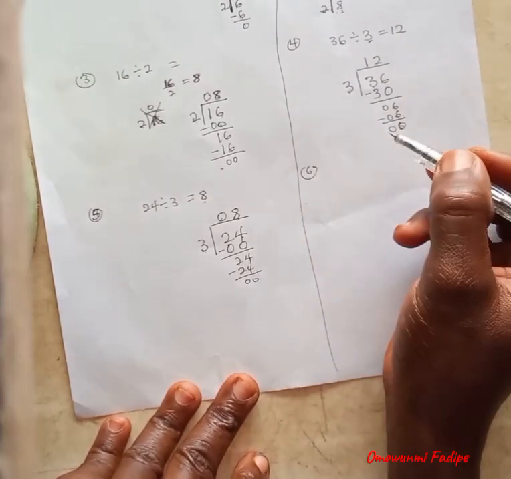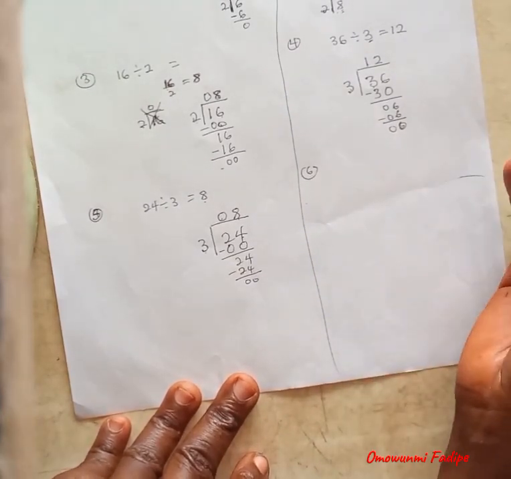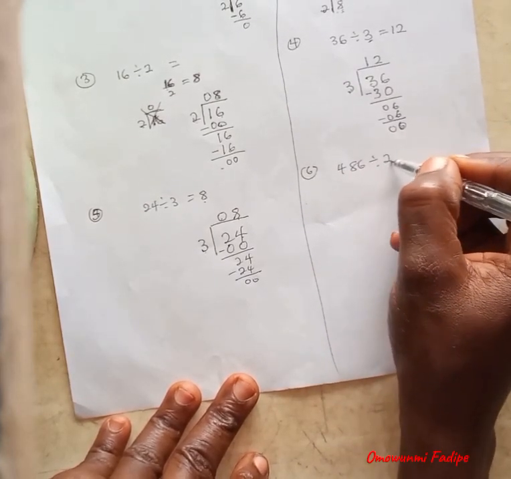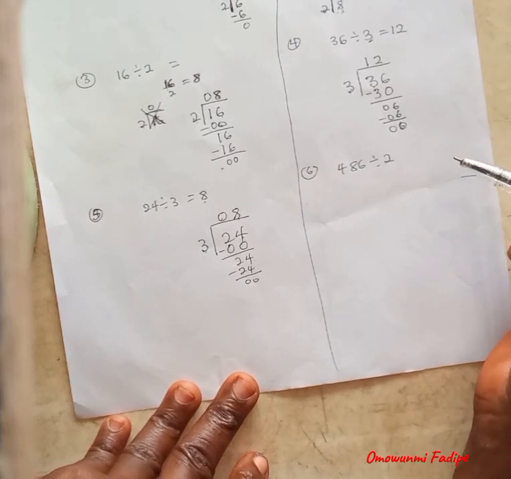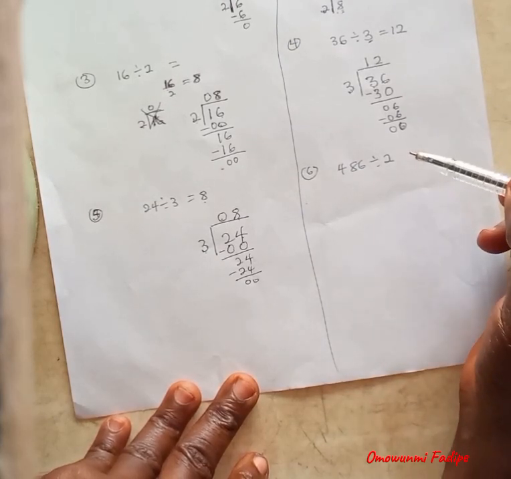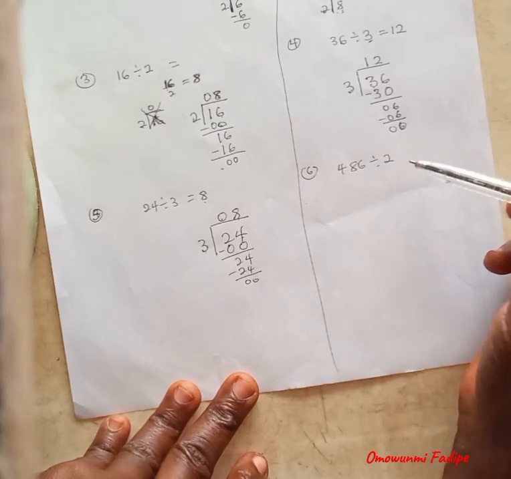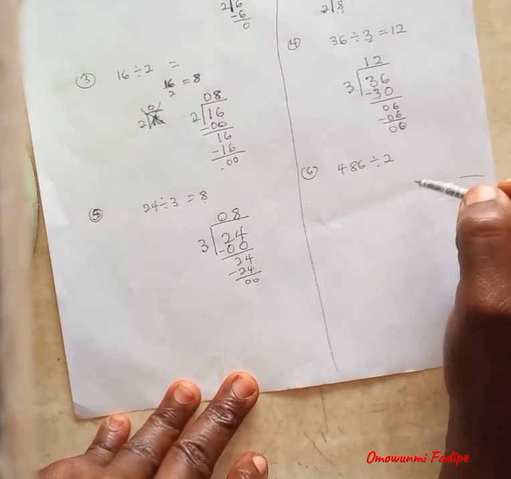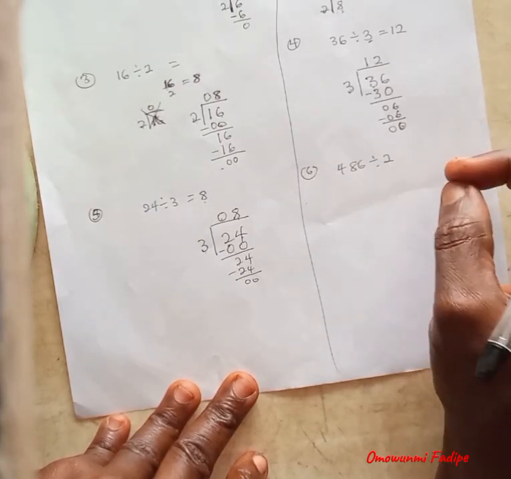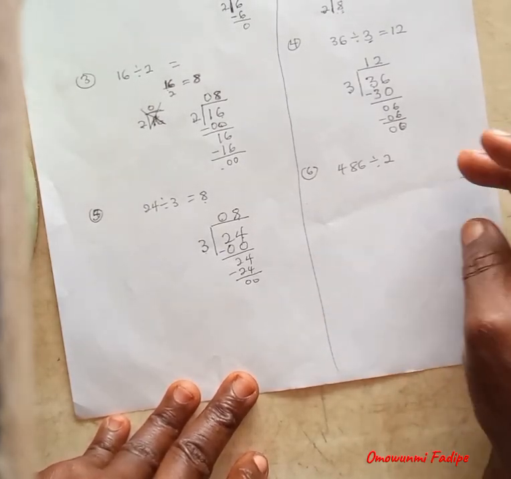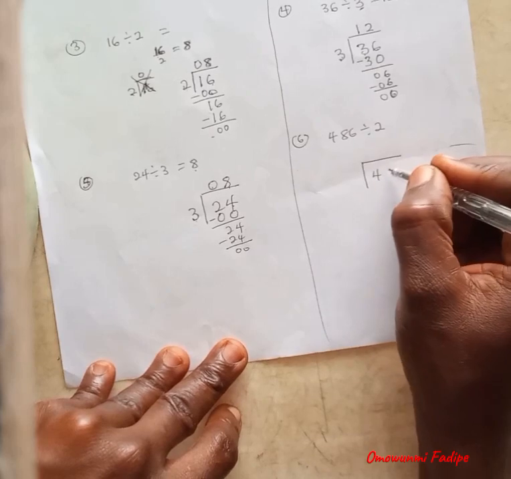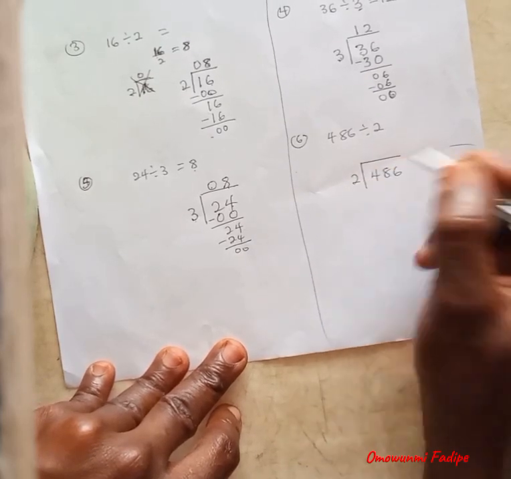Number 6. This is a 3-digit number. In this case, let me tell us something. 3-digit numbers are the numbers that you cannot just recite. You cannot say, I want to recite the multiplication table and get the answer. No. You will have to use your long division method. That is why you must have a good knowledge of it. So now let's go. 486 divided by 2.